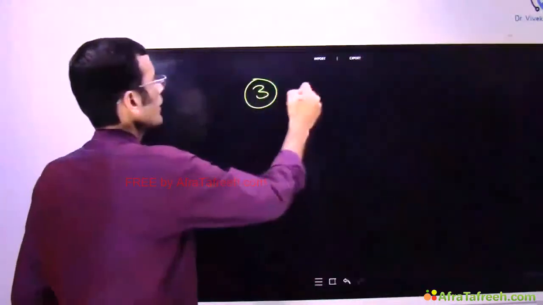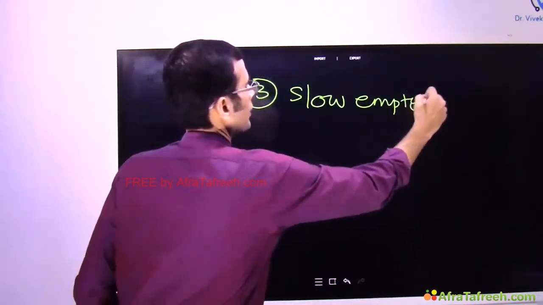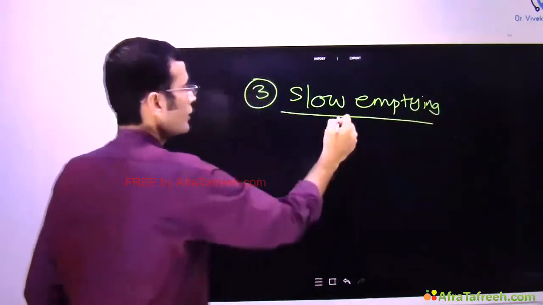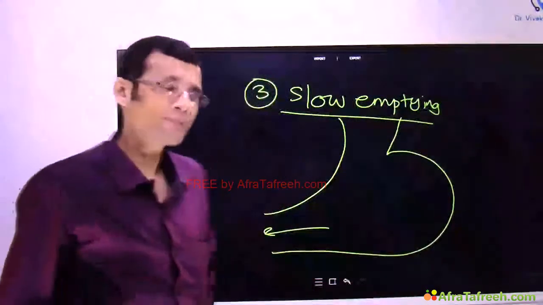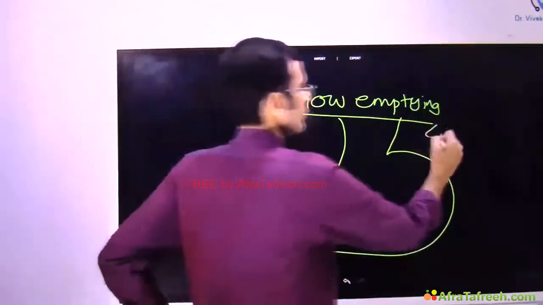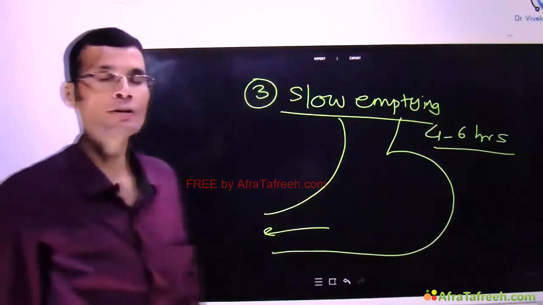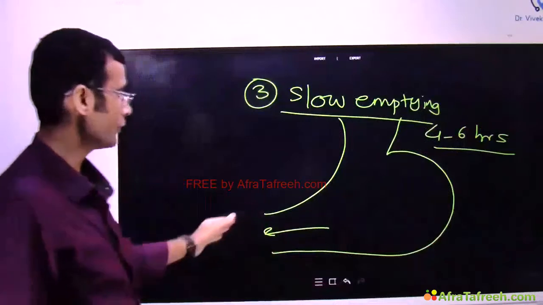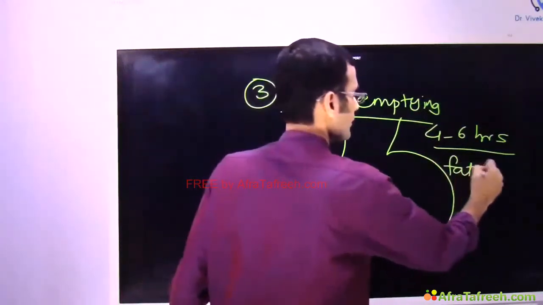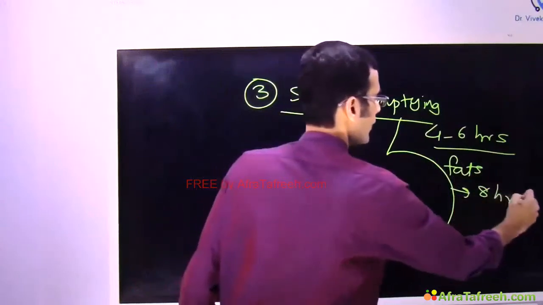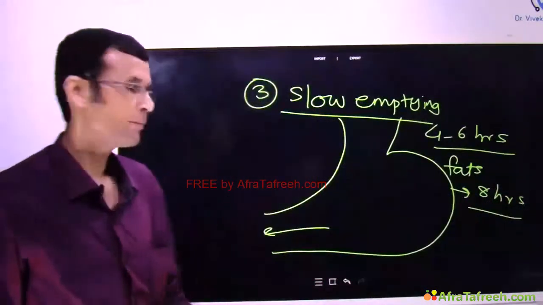The third function is slow emptying. There is slow emptying of the chyme into the duodenum. The normal gastric emptying time is 4 to 6 hours. By 4 to 6 hours, all the food will have been emptied into the duodenum. It is longest for fatty foods, 8 hours. Fats are emptied in the end.